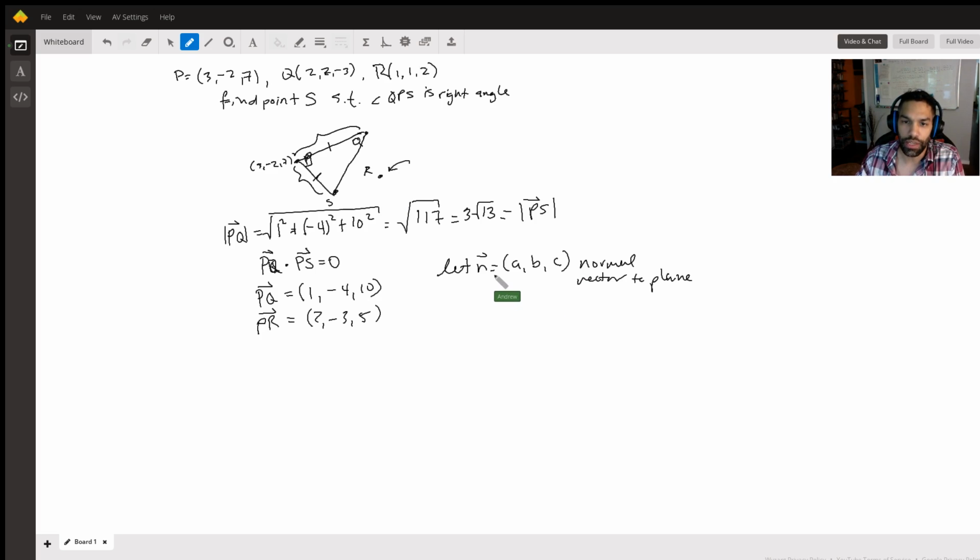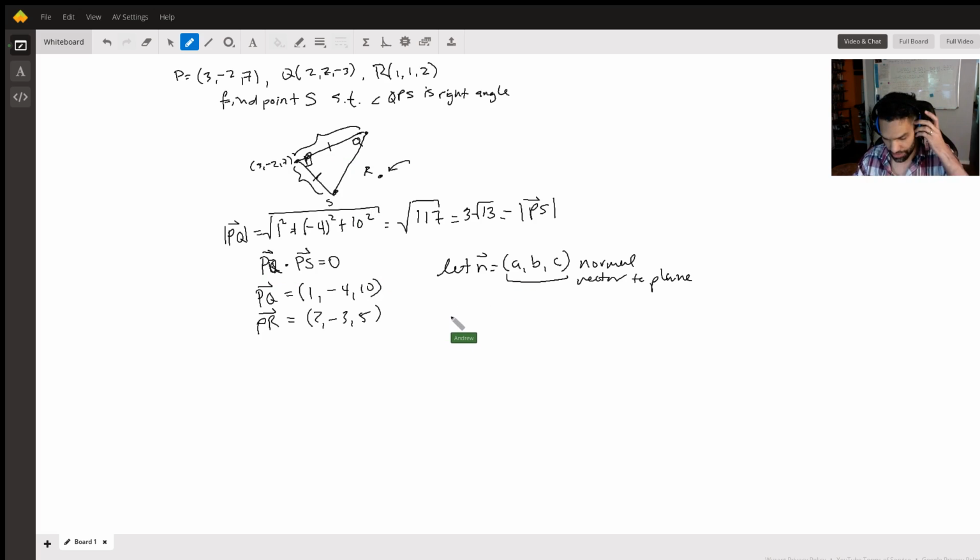So by doing that, that means that since this n here is normal to that plane, it's also going to be normal to PS, and that's going to be important for us to figure out what that vector is. So we need to figure out what these values are. So we know that it's normal to both PQ and to PR.